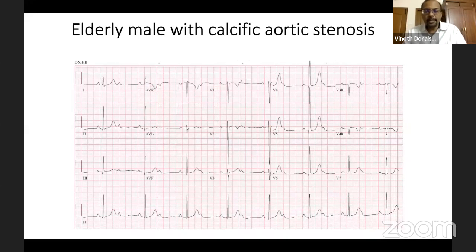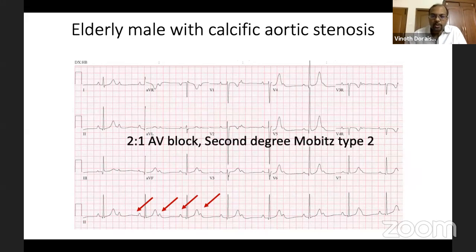So this is an elderly male coming with a calcific aortic stenosis. Now we'll track the P waves over here. This is one P wave over here. This P wave is followed by a QRS complex. This P wave is not followed by a QRS complex. Then the next P wave comes, it is followed by a QRS complex. Next P wave is not followed by a QRS. So every alternate P wave is followed by a QRS complex, and every alternate P wave is not followed by a QRS complex. So this is a 2:1 block.